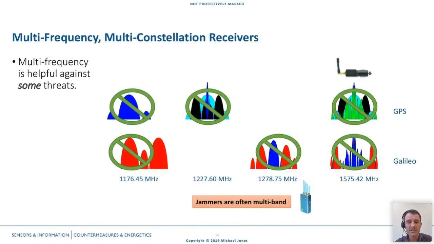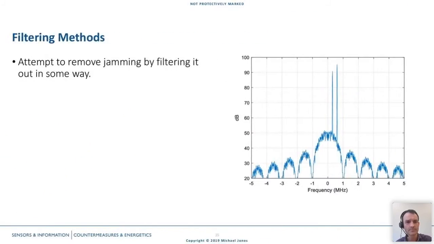But a lot of jammers these days are becoming multi-band. Most cleverly designed GNSS jammers these days are multi-band, and this blue one I've shown here is designed to take out all of those frequencies. So multi-frequency, multi-constellation is helpful, and it will protect you against some threats, but it certainly won't protect you against all of them. So that's always a useful thing to do, but we need to do something else as well.